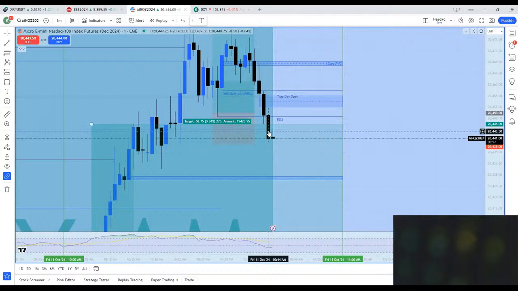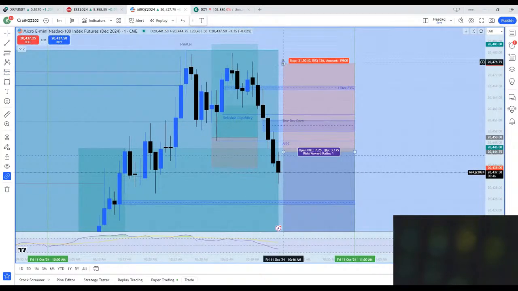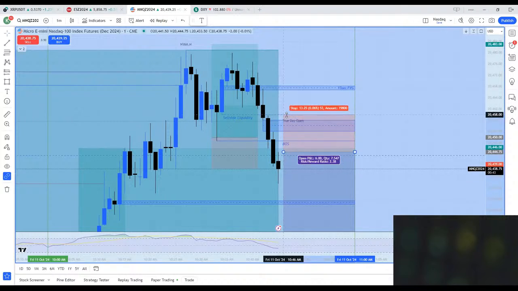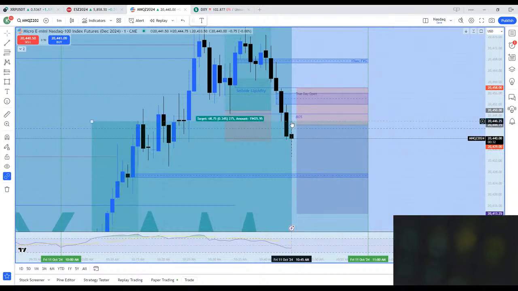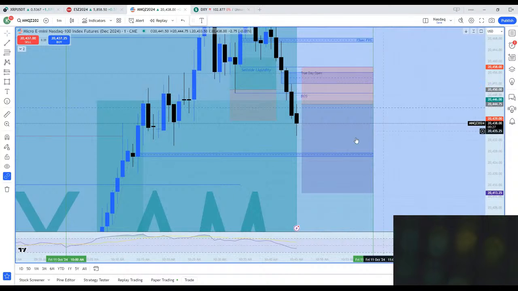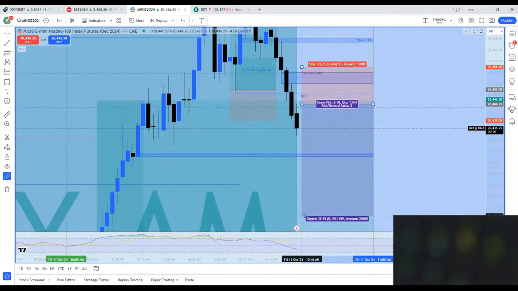Okay, so now this one closed under it. So this gap would be the one that I would use to enter on. So it'll look like this. Entry there. Stop loss above here because of this gap here. Price can come back into that, but it should not go above the high of this fair value gap. But I would prefer it to come in, tap in here, and not go above here. But it could wick into that. And it'd be a 3-to-1. So it'll look like that.